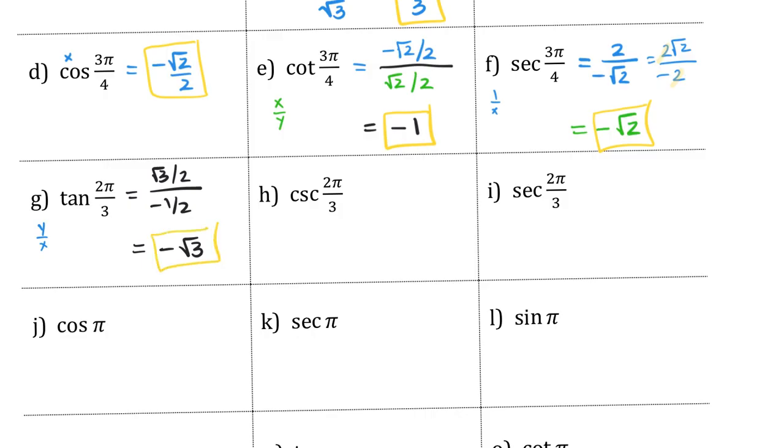Okay, cosecant. Cosecant's the reciprocal of sine. Sine is the y, so I want to take the y and flip it. Let's look at the y and then flip it. Can I leave it like that? No, I'm going to rationalize it. So I get 2 root 3 over 3.